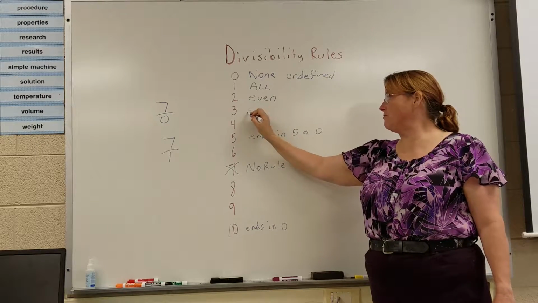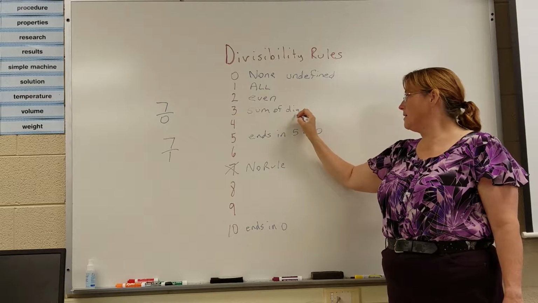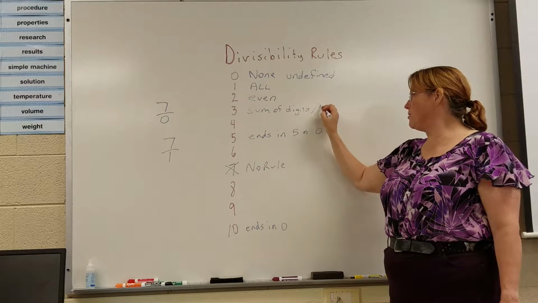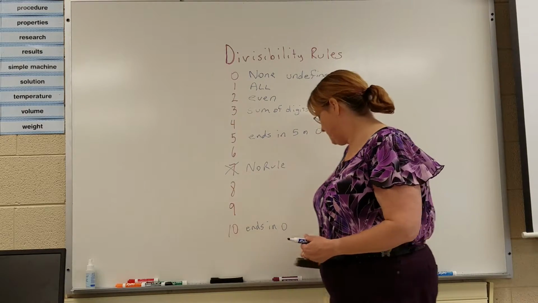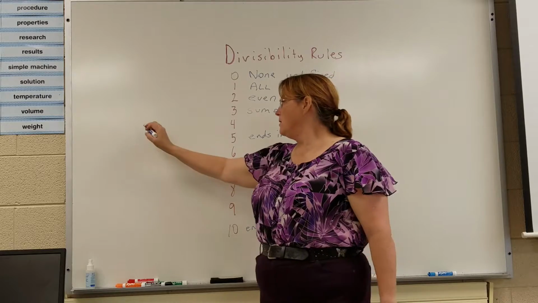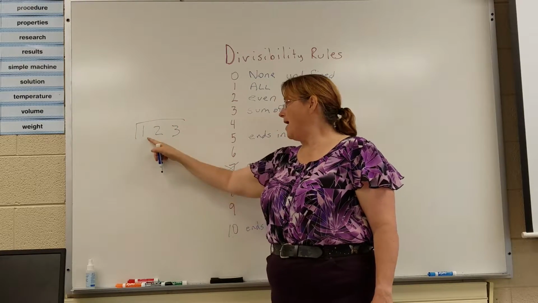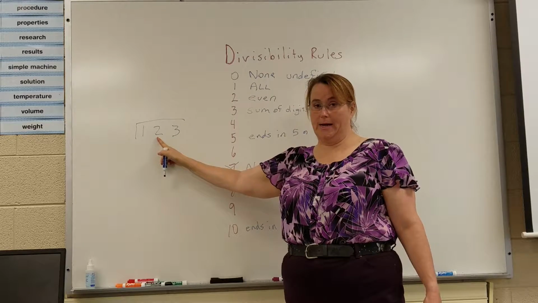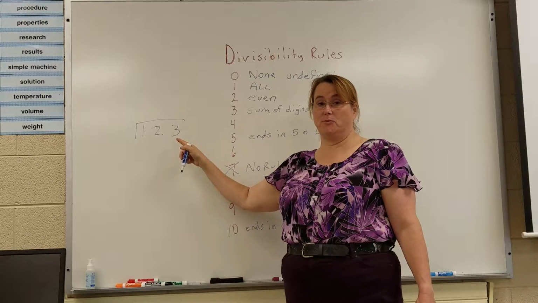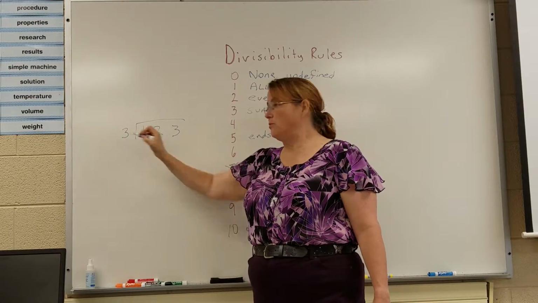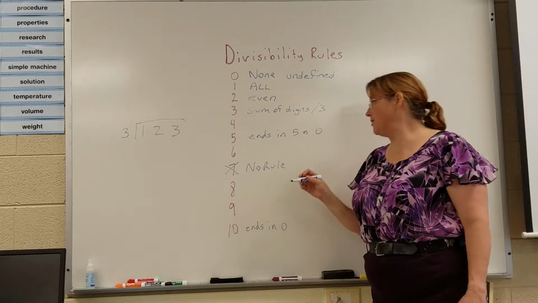So I will write that down first. Sum of the digits is divisible by 3. So here's an example. 1, 2, 3. If I add 1 plus 2, I get 3. 3 plus 3 is 6. The number 6 is divisible by 3, so this is divisible by 3. And we'll talk about how to do that more later.